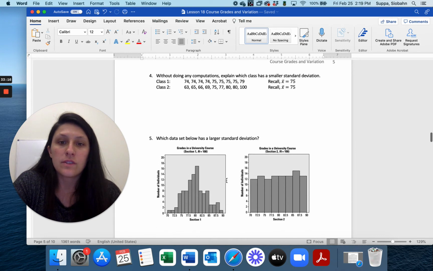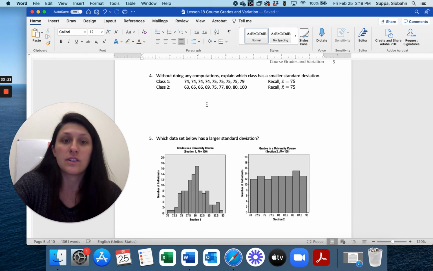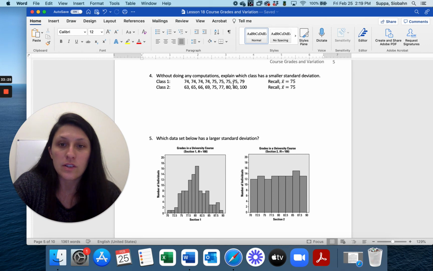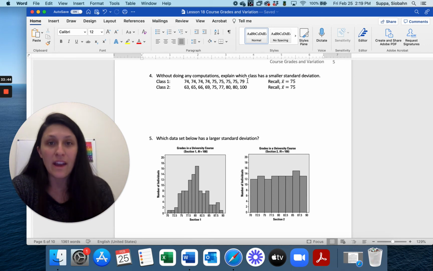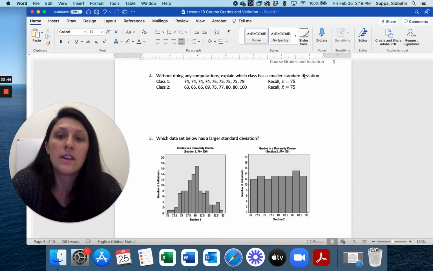And these are just 2 summary questions to kind of wrap our minds around. Do we really understand what it means conceptually without having to do any calculations? So if you look at this question, here are those 2 classes, the same 2 classes from above, and they have the same mean. Which class would have a smaller standard deviation? And the answer is class 1, because these points on average are closer to the center. They're closer to the mean of 75.